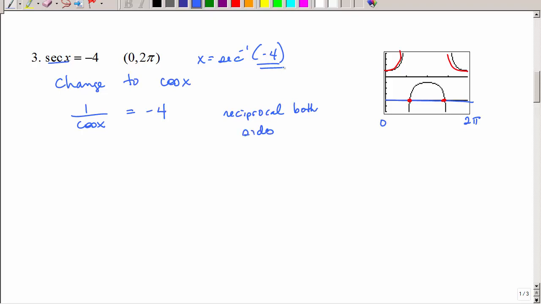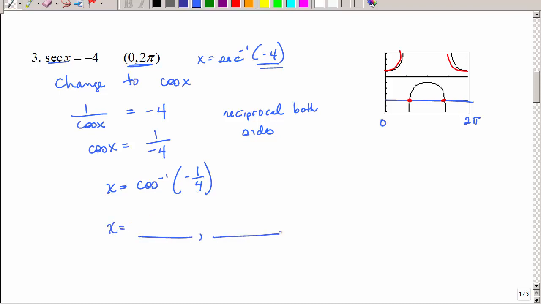That's legitimate, or you could think about cross-multiplying however you want to do it, but if I take the reciprocal of this side and take the reciprocal of this side, that is a legitimate math action. Now I can take the inverse cosine. Right, so let's think about it. I've got between 0 and 2 pi, cosine is negative. We know we have two answers.